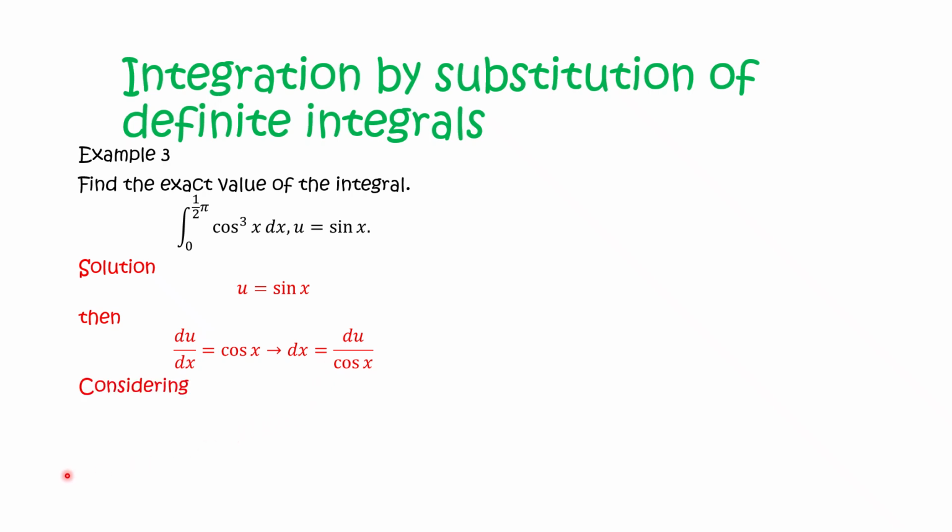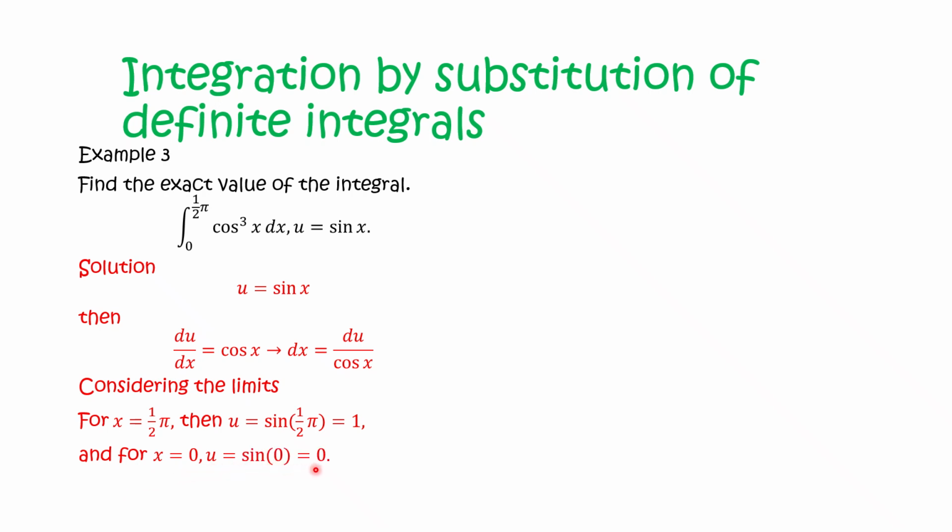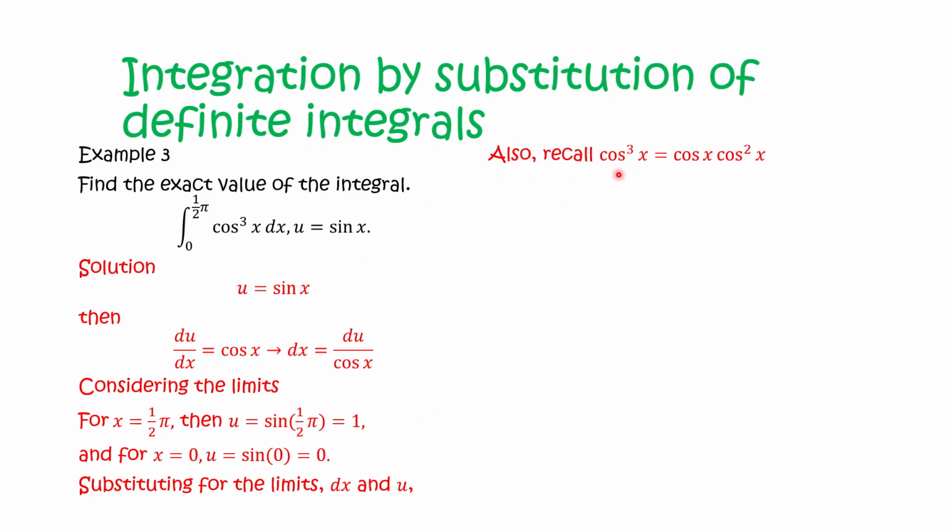Now with that, we make dx the subject of the formula so that we have du over cosine x. Now considering the limits, we have x equal to half of pi. Substituting for x in the new substitution, we have u equal to 1. We do the same for x equal to 0: u is equal to sine 0, which is equal to 0.